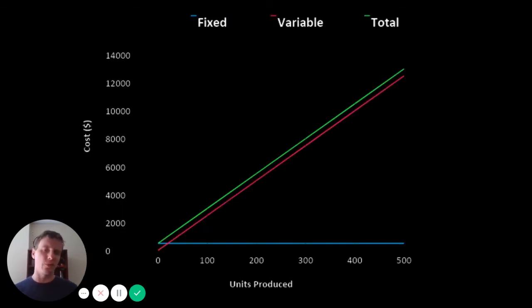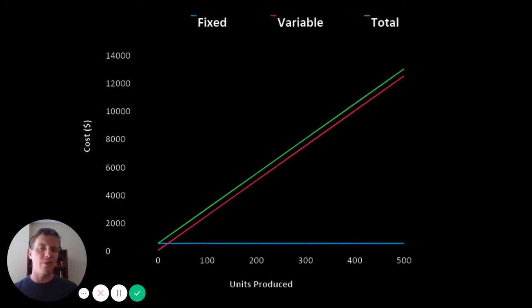And so this figure just visualizes that. On the y-axis, we have cost in dollars. On the x-axis, we have units produced. And so at every level of unit production, we can look at fixed, variable, and total cost. So fixed cost is just a horizontal line because our fixed costs are $500 no matter how many units we're producing. Our total variable costs are represented by the red or pink line. And so you could think of the slope of this line as 25, because for every unit of production we increase, we incur another $25 of cost.